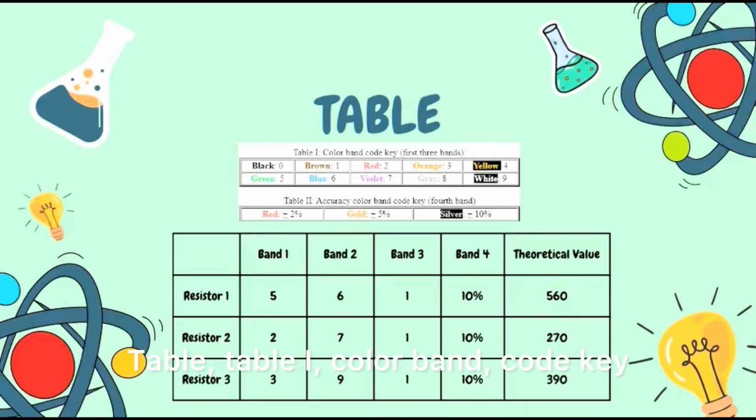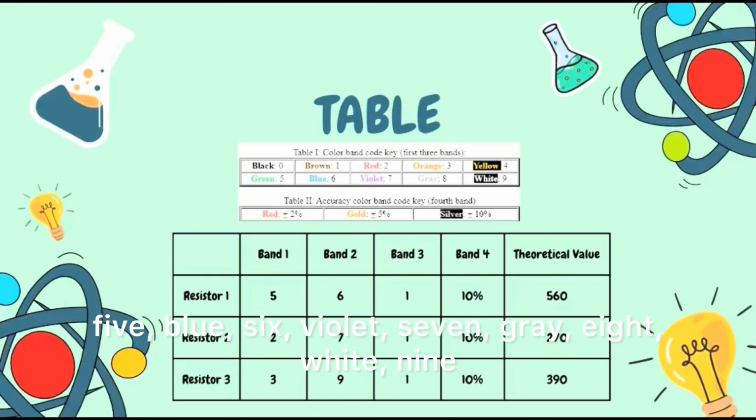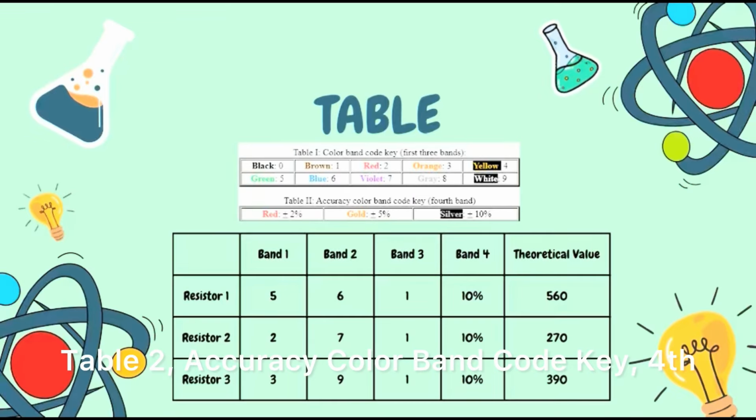Table 1, color band code key, first 3 bands: black 0, brown 1, red 2, orange 3, yellow 4, green 5, blue 6, violet 7, gray 8, white 9. Table 2, accuracy color band code key, 4th band: red ±2%, gold ±5%, silver ±10%. Band 1, band 2, band 3, band 4.